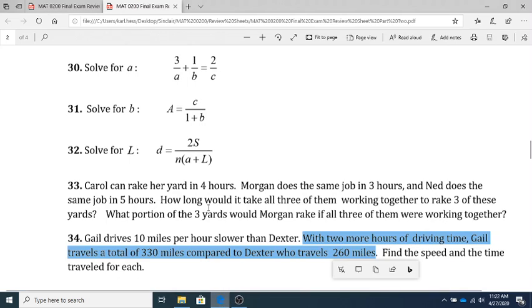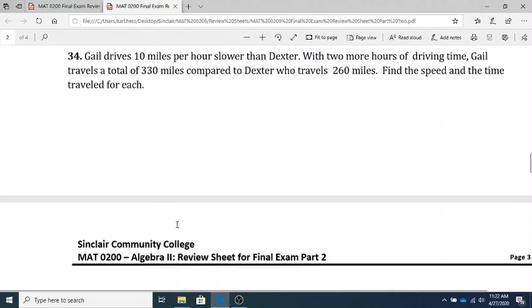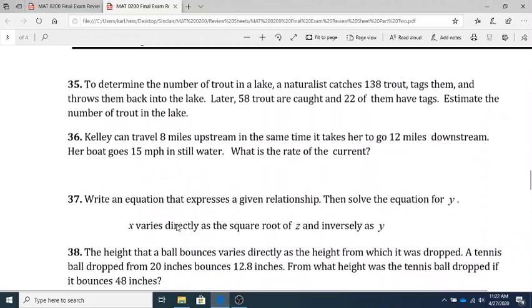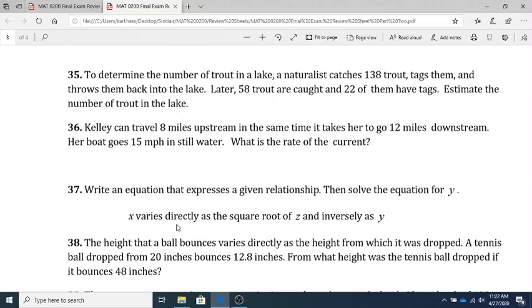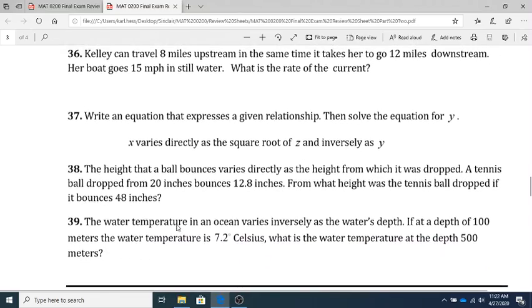Let's have a look then at problem 35. I think we're getting pretty close to the end here. 35, 36, 37, 38. Oh, 39. I guess we've got 5 more problems.